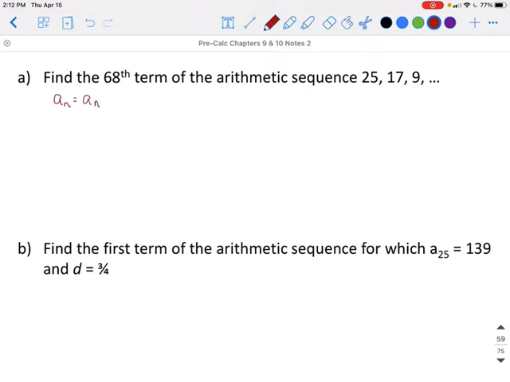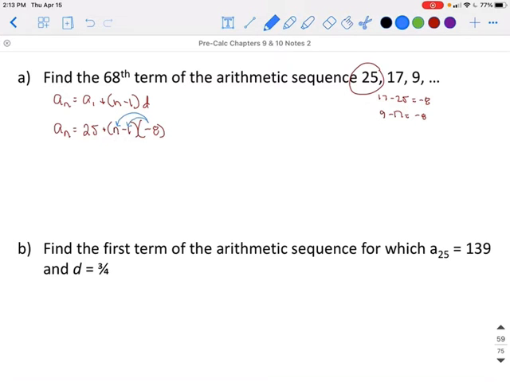Remember, to write that explicit formula, we're going to do a sub 1 plus n minus 1 times the common difference. So we know the first term in our sequence is 25. Now we need to find the common difference. If we do 17 minus 25, we get negative 8, and 9 minus 17 gives us negative 8. Our common difference is negative 8.